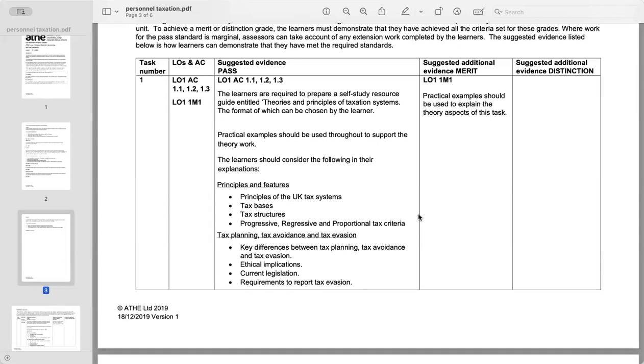To achieve a merit, in addition to all the requirements for a pass, your resources guide should utilize practical examples to explain the theoretical aspects of taxation systems comprehensively. Also ensure your resources guide is well structured, clear, and indicates relevant examples to enhance understanding. By meeting these criteria, you will demonstrate a strong grasp of the principles and concepts of taxation systems, contributing to your overall achievement in this assignment task.